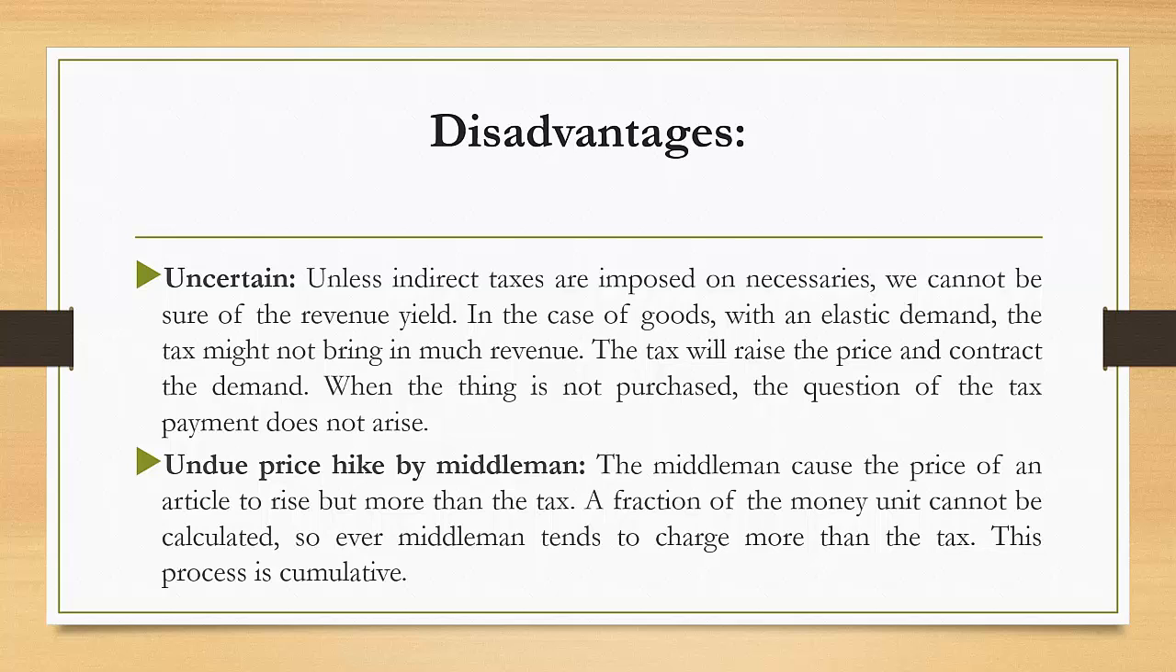The second disadvantage is undue price hike by middlemen. The middlemen cause the price of an article to rise by more than the tax. A fraction of the money unit cannot be calculated, so every middleman tends to charge more than the tax. This process is cumulative.